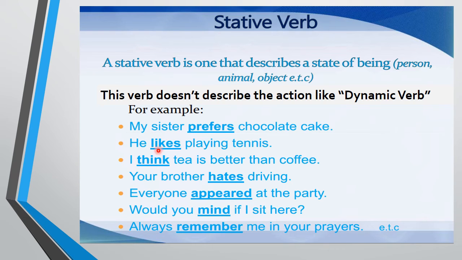So all these underlined words, prefers, likes, think, hates, appeared, mind and remember, show that they are just state of being. They do not describe the action like dynamic verbs.